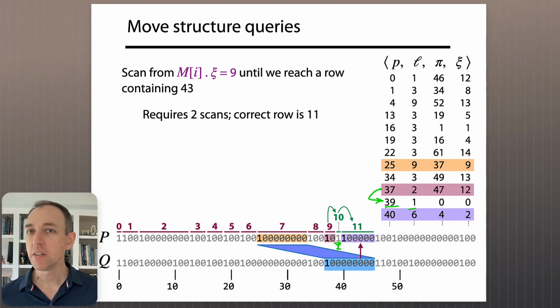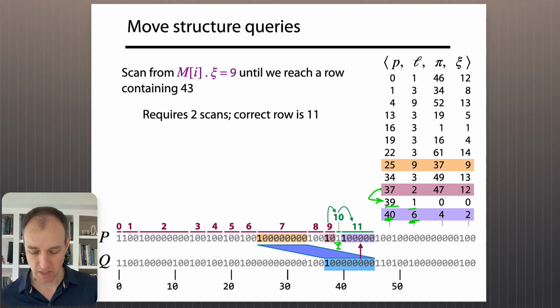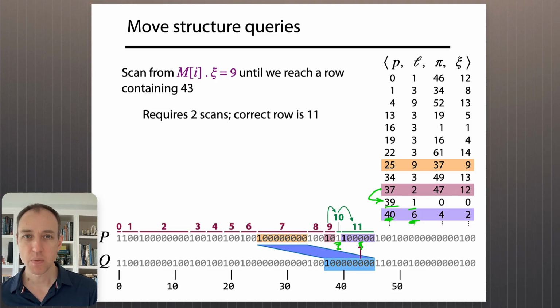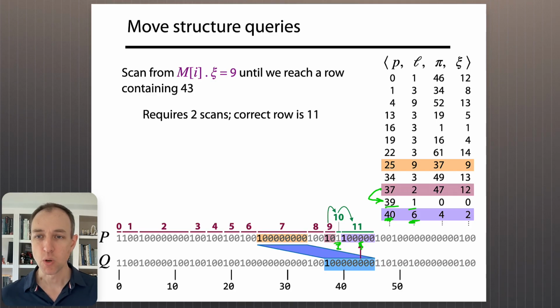Okay, so we're still not where we belong. We have to go one more run forward, and now we are in a run that begins at offset 40 and has length 6, and so that clearly does contain offset 43, as we can also see in the picture here. So in this case, we have to scan forward by 2. Sometimes I'll call this a fast forward. It's just a linear scan forward.